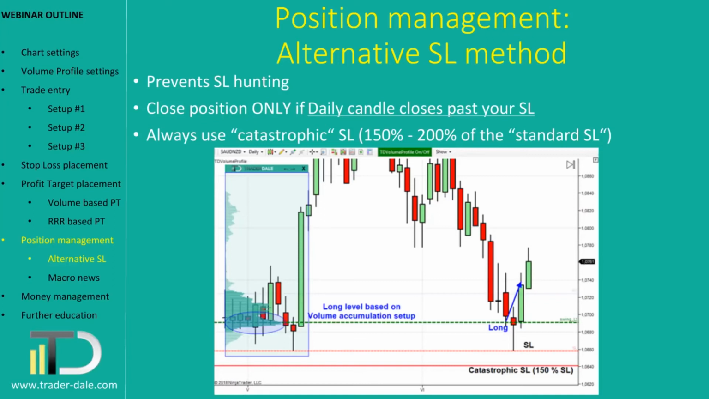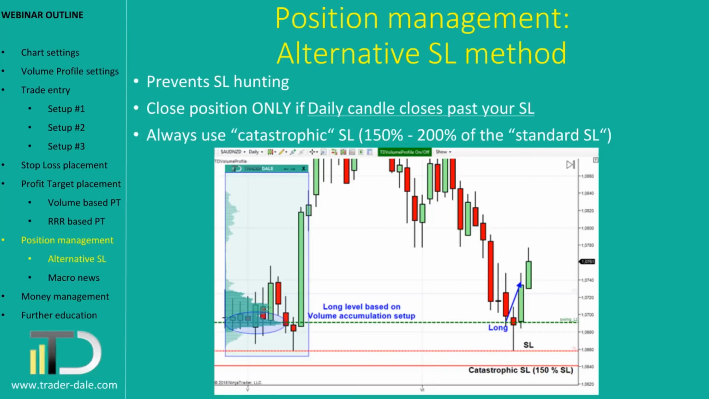Because with the alternative stop loss method, you don't actually quit your trade when it hits the stop loss. So when the price hit the dotted line marked stop loss, I didn't quit my trade. I held it. And the reason is that I only quit my trade when a daily candle closes past this red dotted line, past the stop loss. So as you can see, I have my stop loss in the low volume area. The price touched it but didn't close below it. So I held the trade and I was able to take a full profit from it.